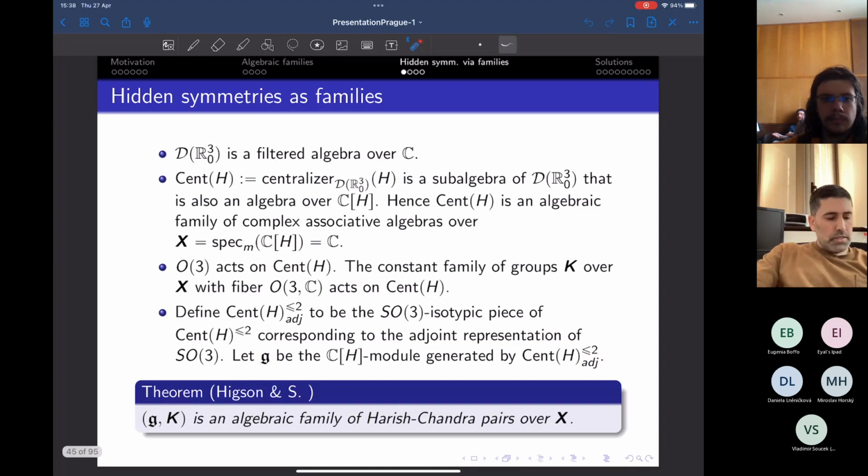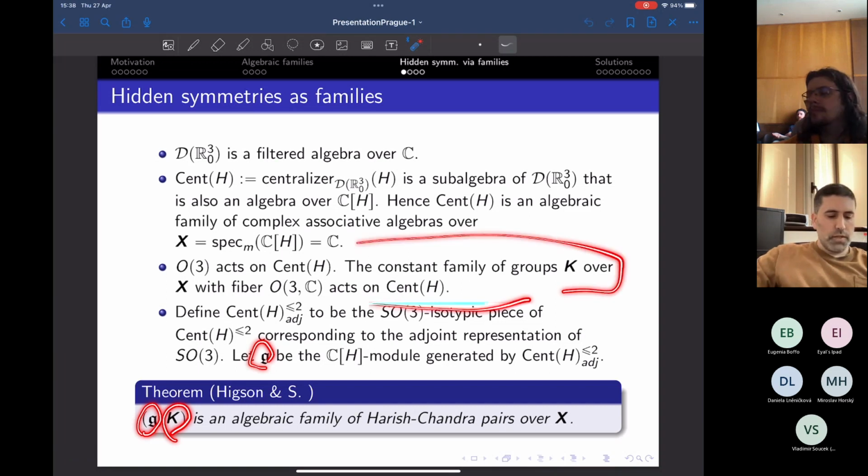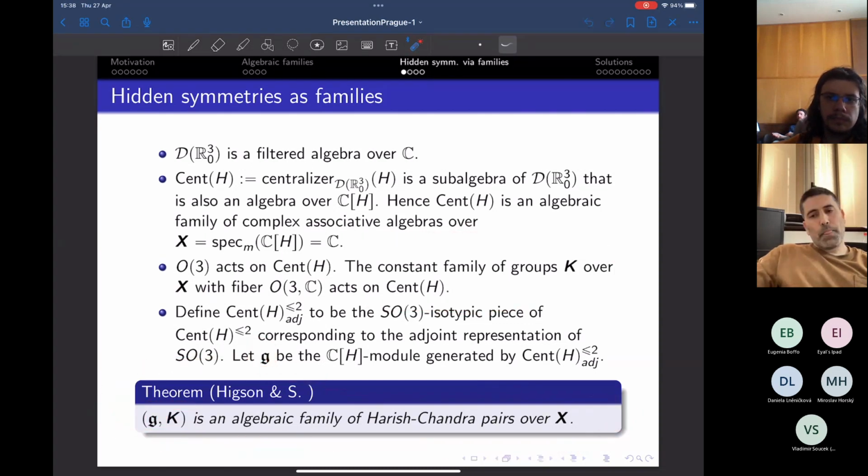And the claim is that this G that we just defined, together with this K, this constant family that we just defined, forms an algebraic family of Harish-Chandra pairs over X. So in this way, using the concrete realization, the physical realization in which we typically encounter the Schrödinger equation for the hydrogen atom, you can get this family of Harish-Chandra pairs that I mentioned earlier today. Let me show you some part of the proof of this theorem, not all of it.